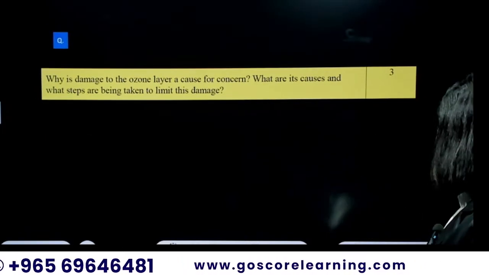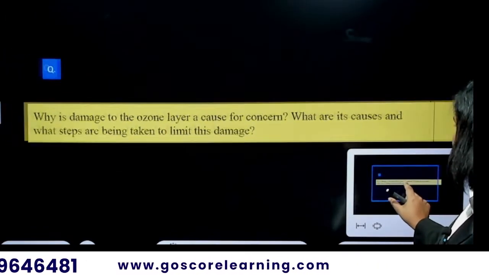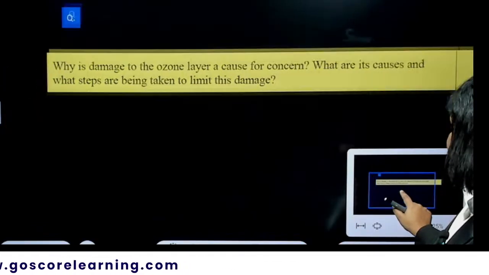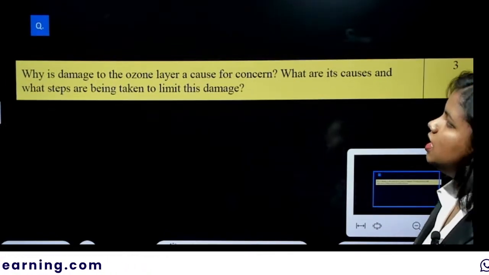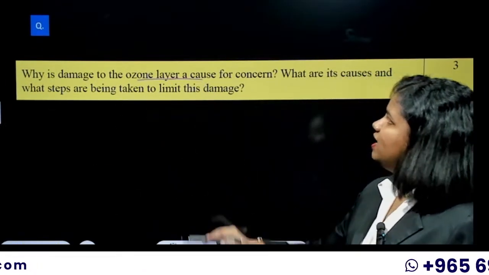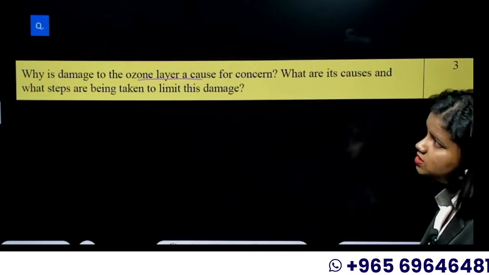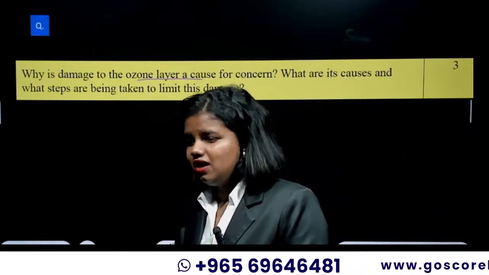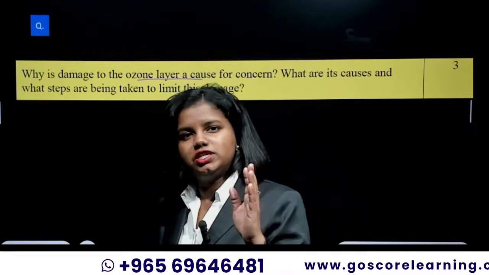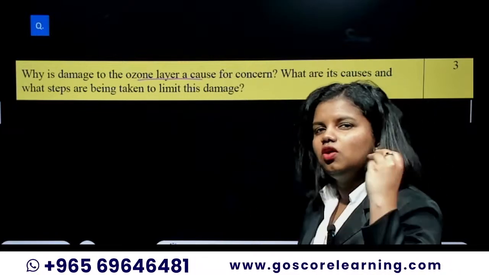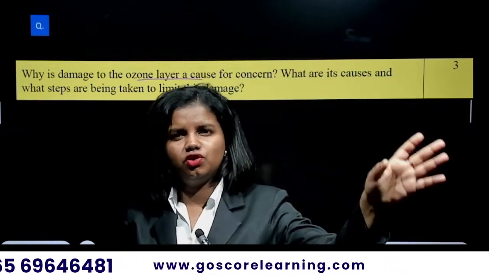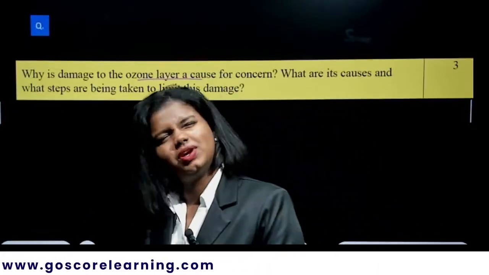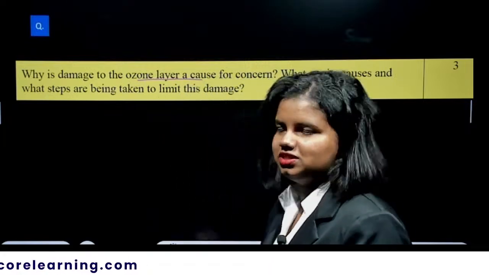Then another C part question, another 3 mark question is, okay, 1 second. Why is damage to the ozone layer a cause for concern? What are its causes? What are the steps taken to limit its damage? It's a very, what do you call it, you can call it a cliche question. You can expect that ozone and ozone related chlorofluorocarbon emission, the UV, the stratosphere thing. You can expect that question. It's a very cliche question, right?